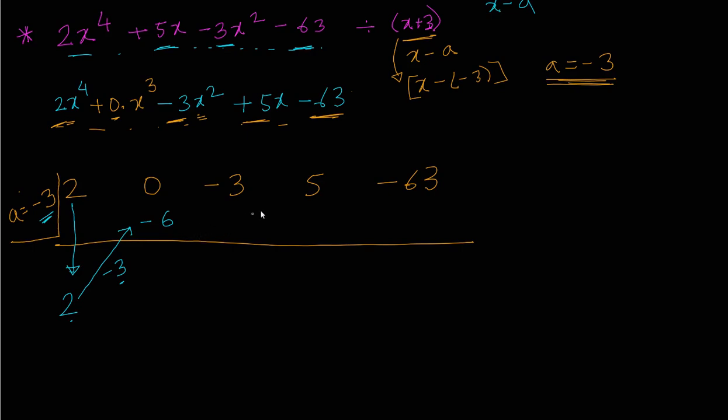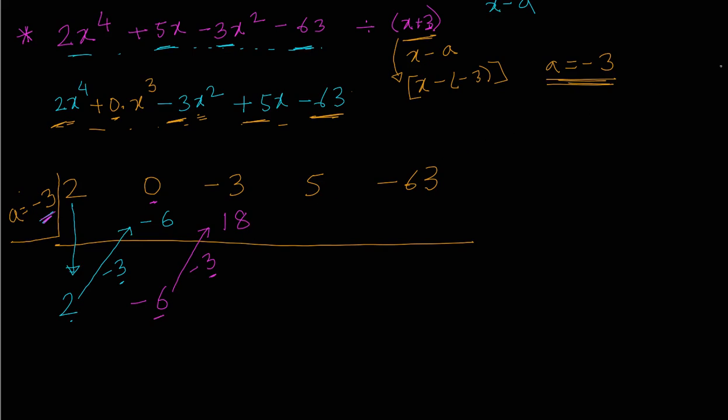Now what you do, let me use another color. Now add 0 and -6. If I add 0 and -6, what do I get? -6. So I write down -6. And then I am going to multiply that -6 by exactly my a, which is -3. So -6 multiplied by -3 is what? +18. So let's write down +18 here. I'm done with this step.